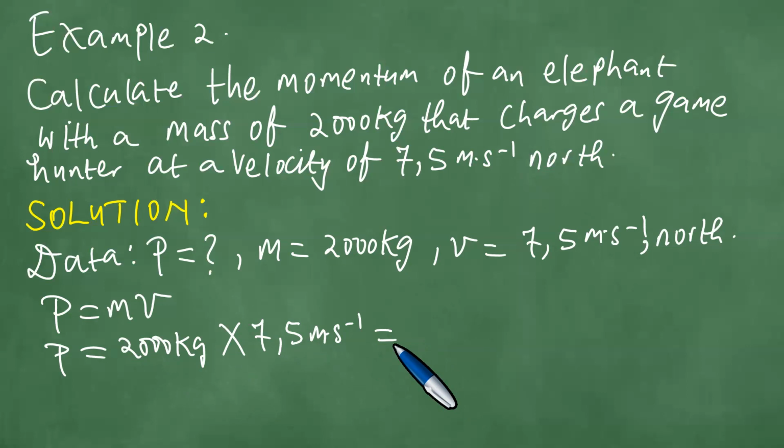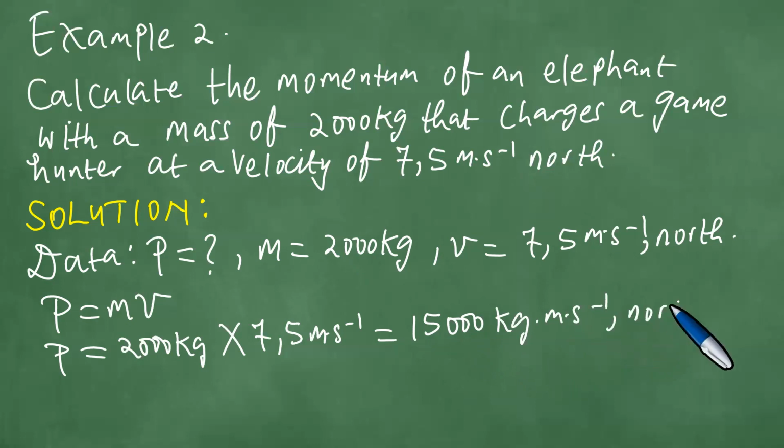What is the answer? Right, so the answer at this point is the result after these two have been multiplied. For example, we have 2,000 times 7,5. And this is exactly 15,000. 15,000 kilograms meters per second north. Okay, you note this is the momentum of the elephant. And it is north, so it is in the northerly direction. Right, so we've found this and we've answered the question.